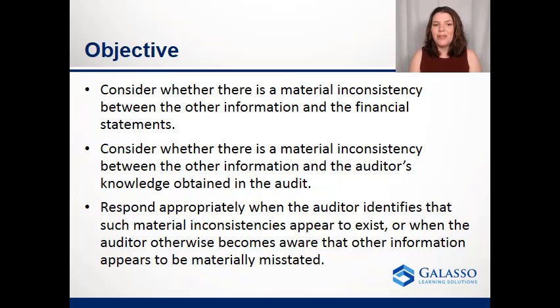However, it goes on past the financial statements to look at consider whether there is a material inconsistency between the other information and the auditor's knowledge obtained in the audit. Remember, in AUC 315, we understand the entity and its environment. So we are trying to get information about things that are changing, things that they're doing regarding their product line. Are there any new products? Are there any new locations?